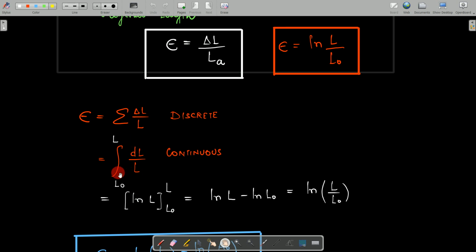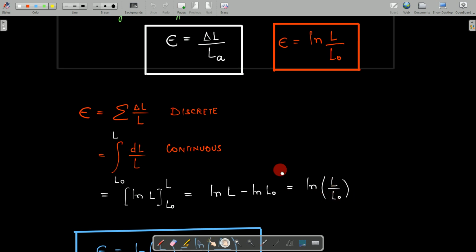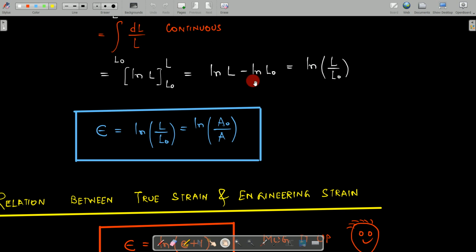So this you need to integrate from L naught till L, that is from the original length till the length or the point at which you want the deformation. If you integrate it, you will get ln L, and if you substitute the limits, you will get ln L minus ln L naught, and we know that log A minus log B will be log A by B. So here we can write ln L by L naught. So another important relation, if you want to write the relation of true strain in terms of length, you can use this relation. Or if you want to write the relation of true strain in terms of area, you can write epsilon is equal to ln A naught by A.